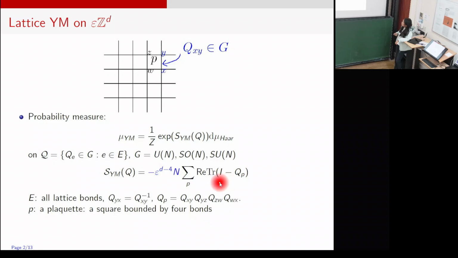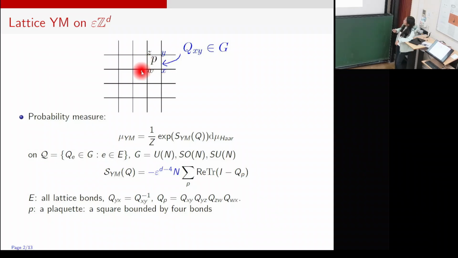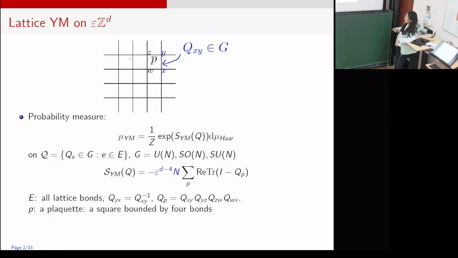Now for this action function, it is just the real part of the trace of the identity minus Q_p. And this Q_p is the product of the Q components along the boundary of this plaquette. This is an example of a plaquette, the square bounded by these 4 bonds. So this Q_p means q_xy, q_yz, q_zw, q_wx, and we just take the trace of it. So this gives us this action function.